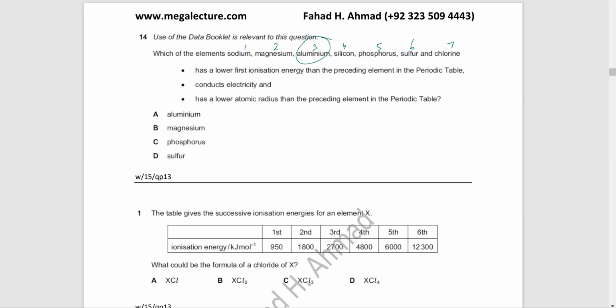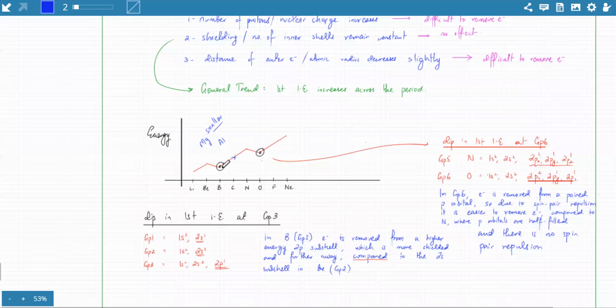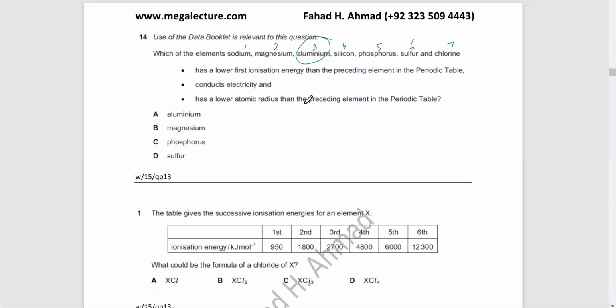Okay, because, so where's the graph? So lower than the previous one. The previous one is group 2. Group 3 is going to be lower than the previous one. And this one, it's either group 6 or this one, because their ionization energies are lower than the previous one. So it's group 3 or group 6. They conduct electricity. So this is a non-metal, it doesn't conduct electricity. So we've got two things right for aluminium.